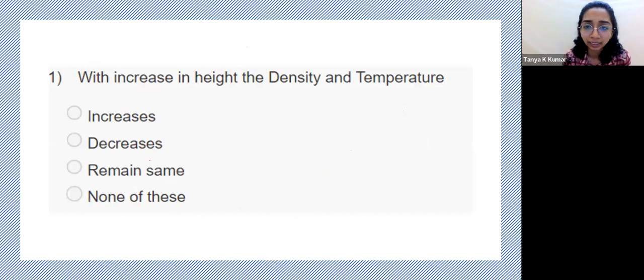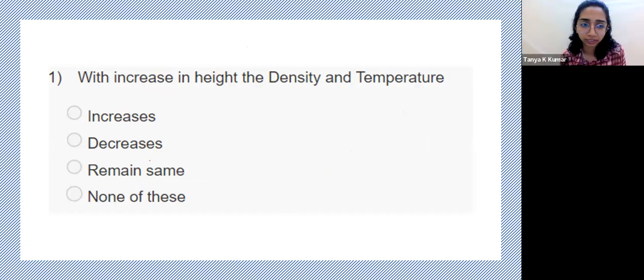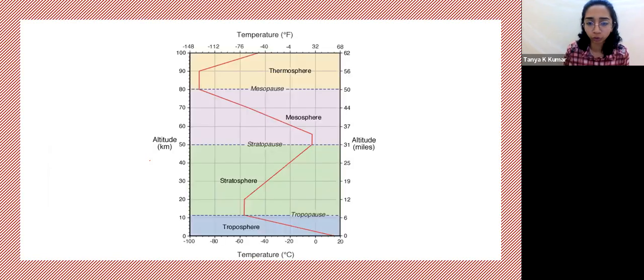With increase in height, what happens to the density and the temperature? In the previous class, we had seen the standard atmospheric model. When they ask such a question where it's not specified in which range, whether it's the troposphere or stratosphere, you assume the troposphere and move ahead with those assumptions.